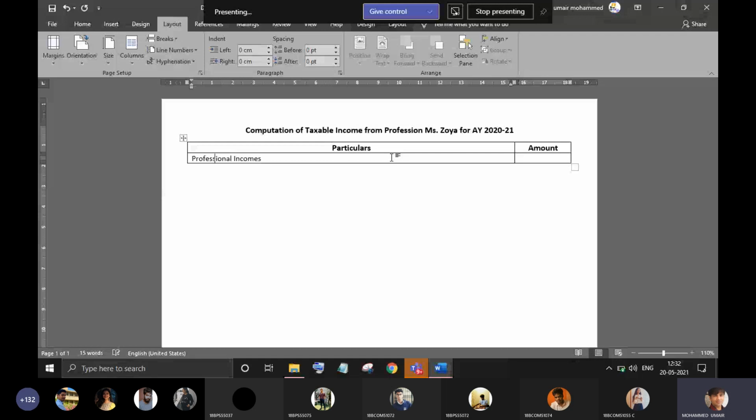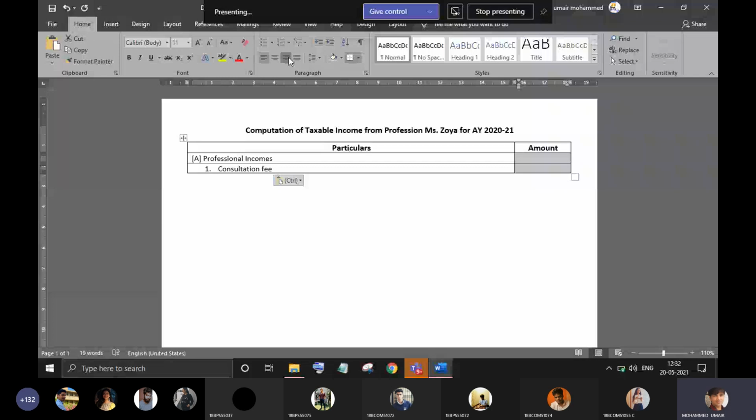Let's do it one by one. Let's look at the incomes, and also keep a watch on the adjustments. First is consultation fees, which is 75,000. So let's record consultation fees, 75,000. Next, visiting fees, 62,500.